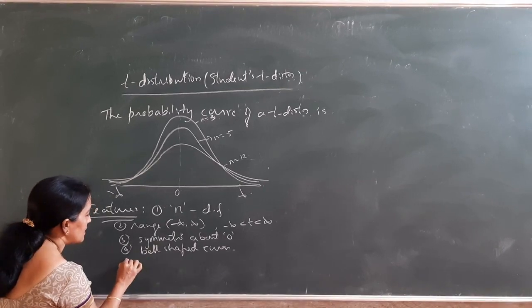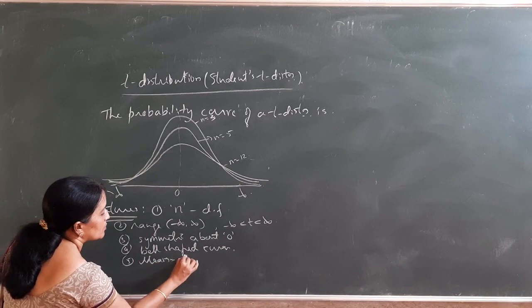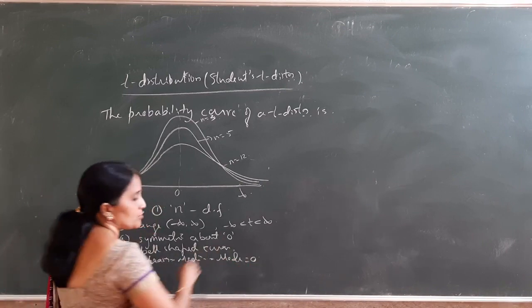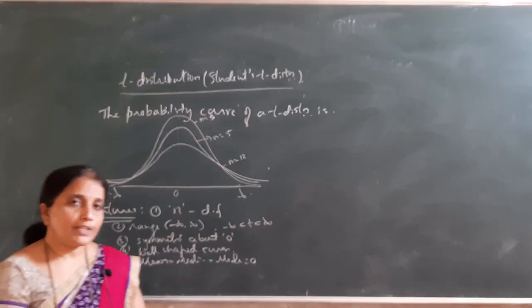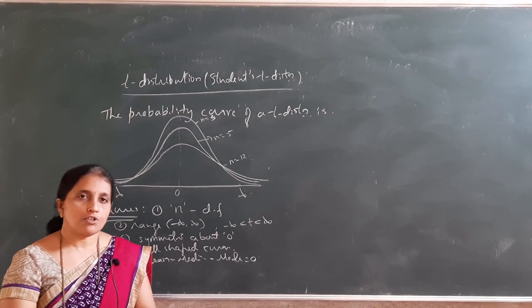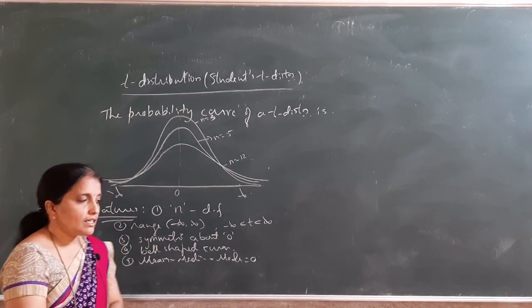And since it is bell-shaped, in a t distribution, mean equal to median equal to mode, which is equal to 0. What is the mode of a t distribution? That is 0. What is the median? That is also 0. Mean is also 0, since it is symmetric about 0.